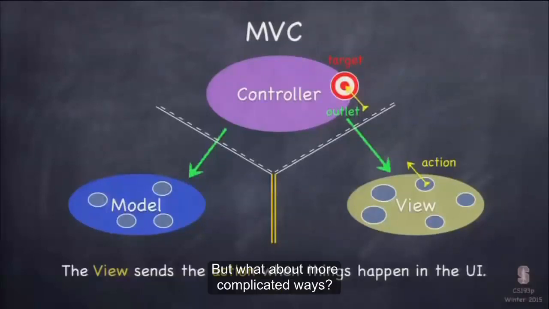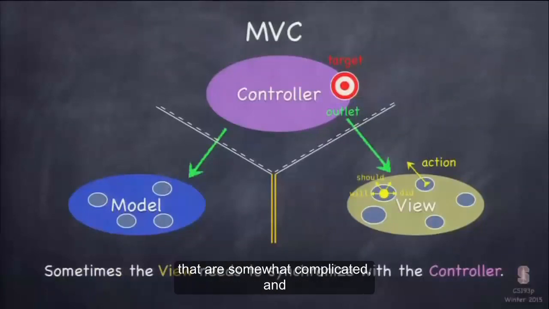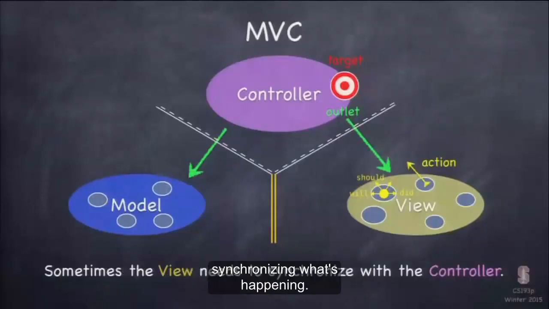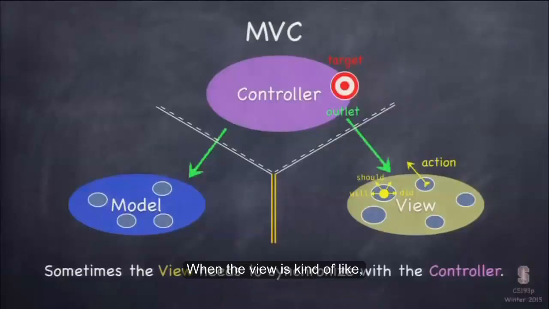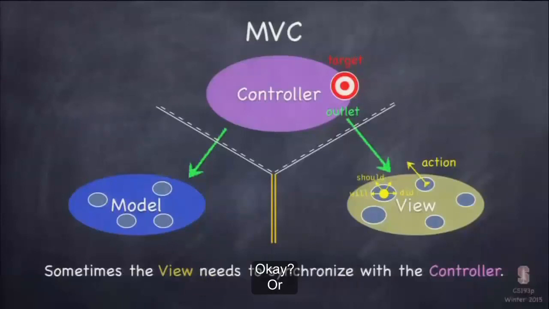Okay? But what about more complicated ways? Sometimes things are happening in the view that are somewhat complicated, and the controller needs to be informed of what's going on, synchronizing what's happening. And one way to think about this is these words I put up here, will, should, and did. When the view is, let's say I'm a scroll view and I'm scrolling around, and I want to let the controller, somebody, know that the user just did scroll. Okay?